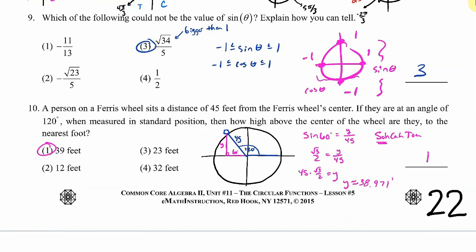Okay, and again, just kind of a trickier one to put together here. You can take a look at how I drew my Ferris wheel. Basically centered it on the axes, drew my 120-degree angle. The hypotenuse is 45, right? It sits 45 feet from the wheel center. Okay, and then I used a reference angle. I used SOHCAHTOA here, sine of 60. I wanted that y value, so I made that opposite over hypotenuse. Okay, so a little bit tricky there.